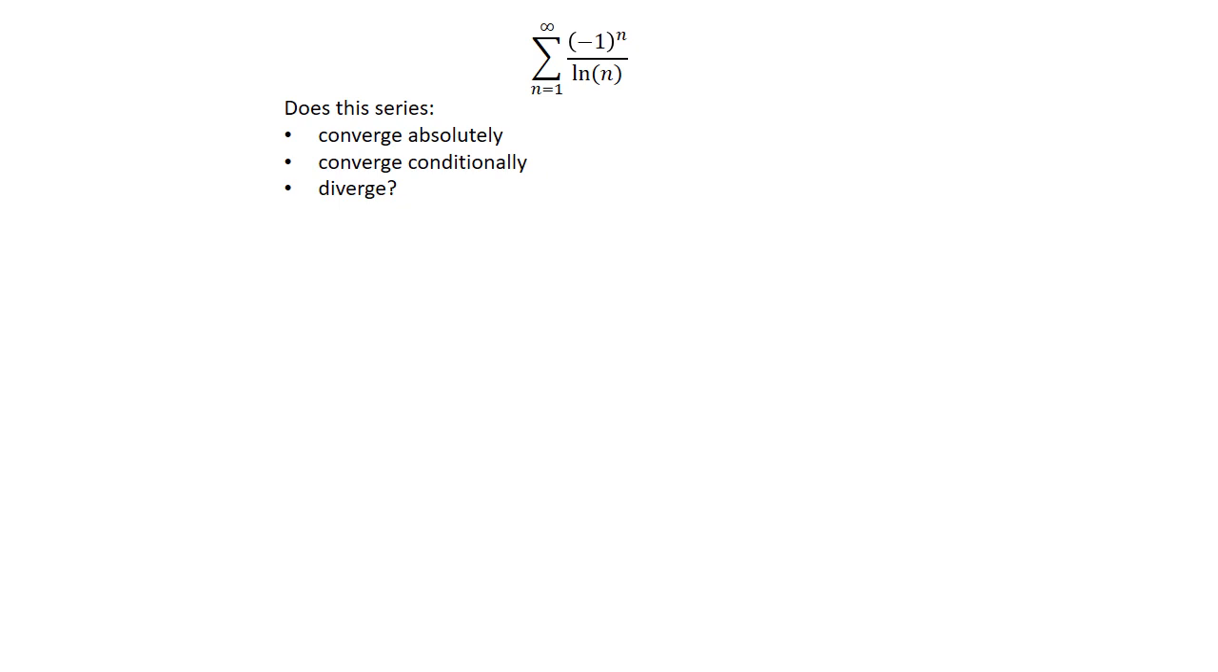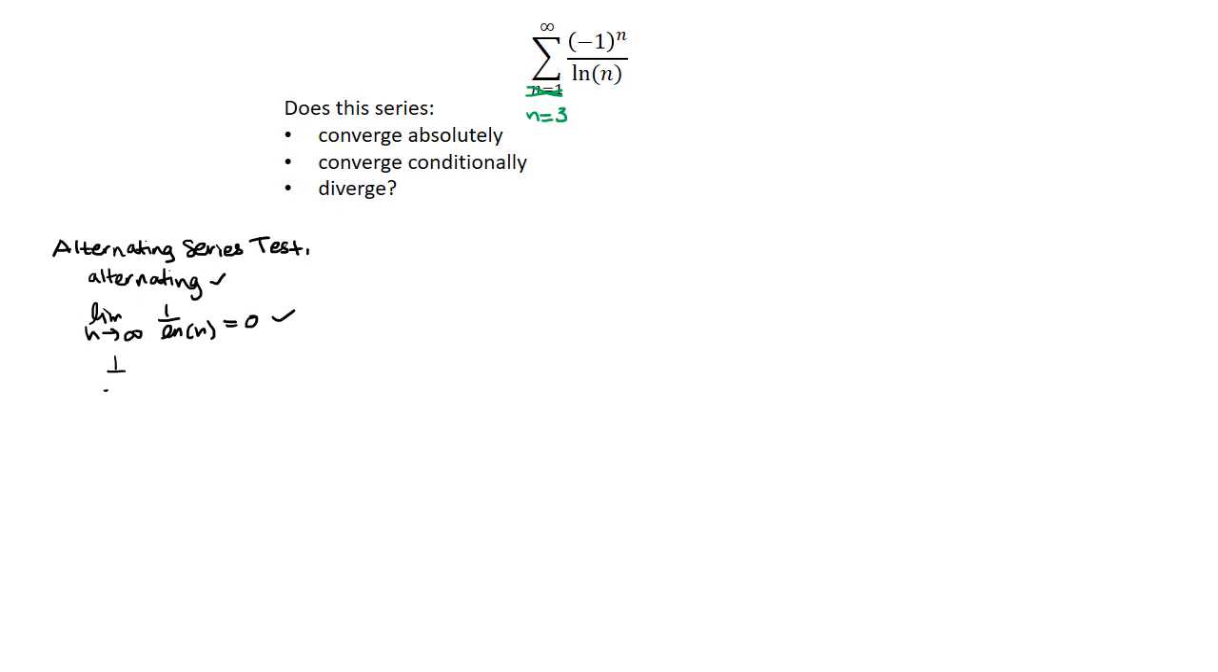Whoops, we started at the wrong place. Let me fix that. Okay, so this is an alternating series, so let's just start with the alternating series test. All right, so this is alternating, yes. The limit of the terms as n goes to infinity of 1 over log n is equal to 0, yes.